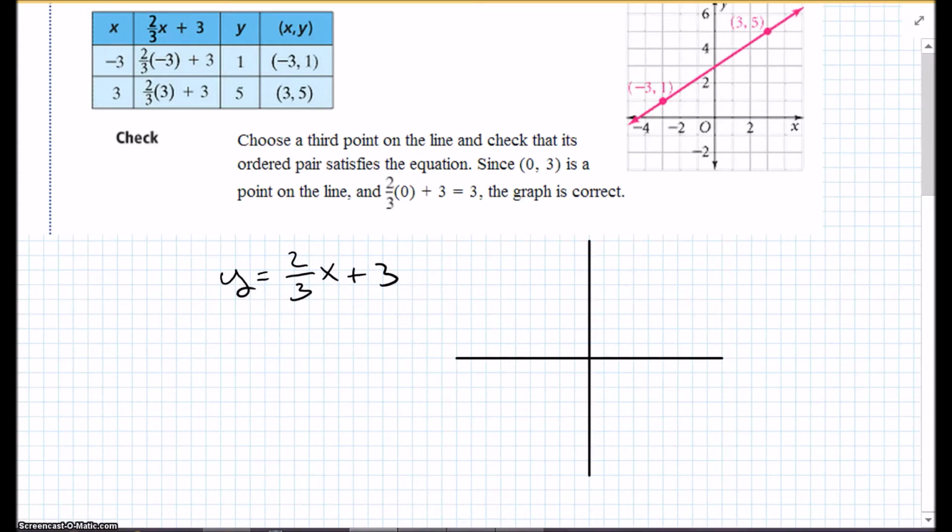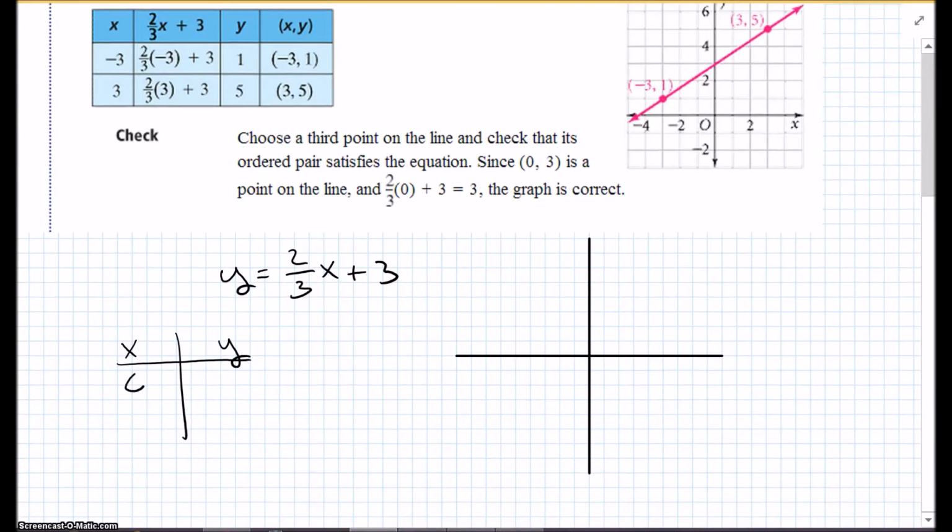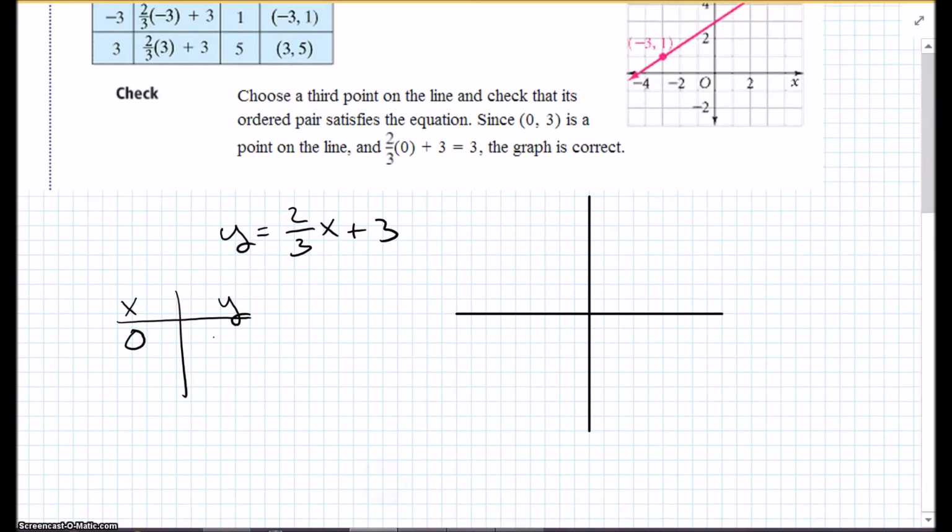So you need to make an x set and a y set. The easiest way is to always see if we can make x 0 and plug it in, and you'll find out what y is. y would be 3. You can prove that with the equation: y equals 2/3 times 0 plus 3, so y would equal 3. So x is 0, y is 3. We need to find one more point.